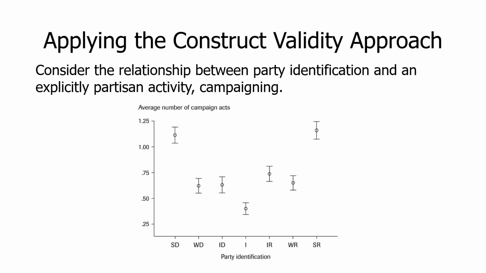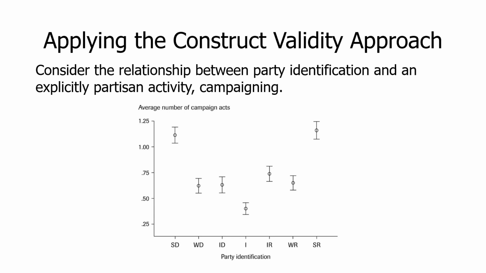This is figure 1-1 in the text. You can see here strong Democrats on the left, all the way to strong Republicans on the right. This is the average number of campaign acts that the partisans engaged in during the 2012 campaigns. And notice strong Democrats are up here, more than one act on average. Strong Republicans are up there too. And you'd expect the strong partisans to be the most active in campaigning. The pure independents are centered down here at the lowest. So you're getting the nice V shape if you look at those partisan types.